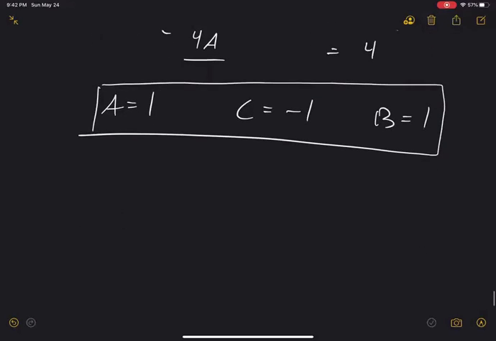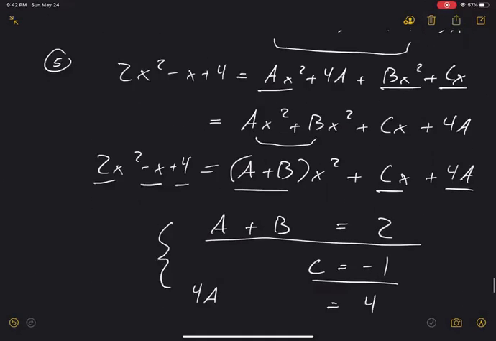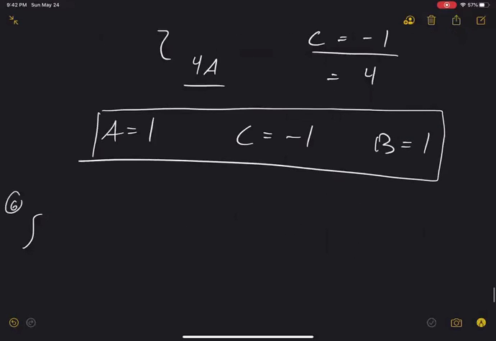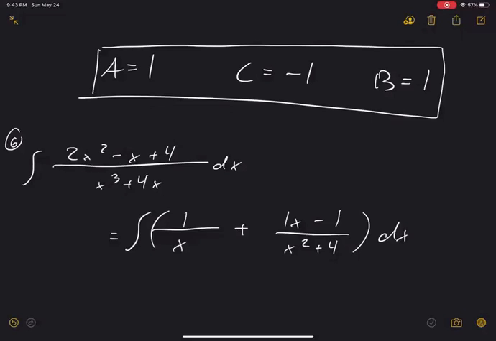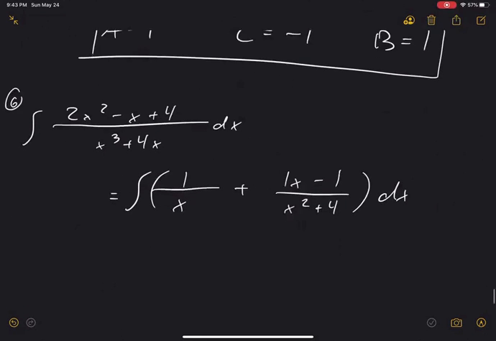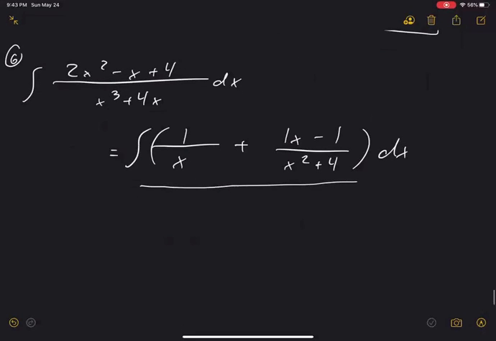Next step would just be to plug all that into my integral and solve. This was step 5, so step 6 is just plugging all that in. My original integral was 2x squared minus x plus 4 over x cubed plus 4x. Now we know by finding our A, B, and C, it should be equal to this integral. The rest is just integrating, and I'll show you one little trick for this part.